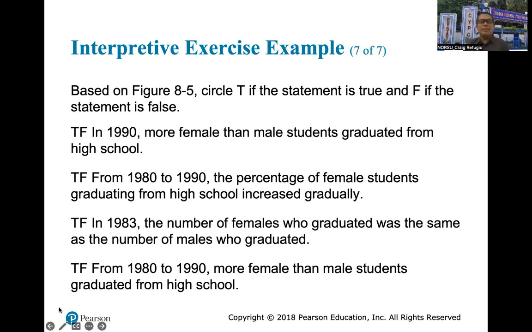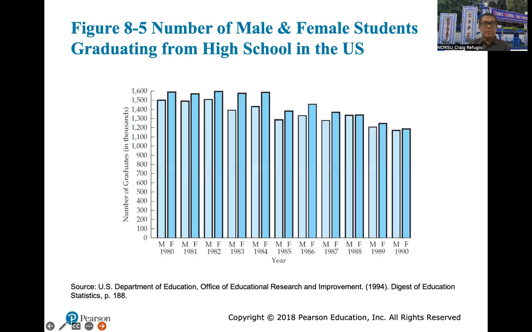So we have: in 1990, more female than male students graduated from high school. This one can be verified based on the graph. From 1980 to 1990, the percentage of female students graduating from high school increased gradually. In 1983, the number of females who graduated was the same as the number of males who graduated. Then from 1980 to 1990, more female than male students graduated from high school. So all of these questions can be answered through the analysis of the graph.